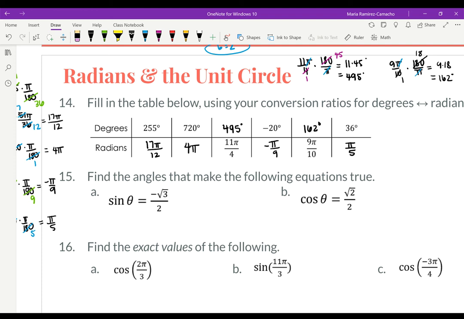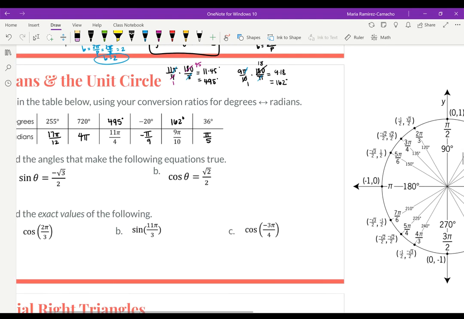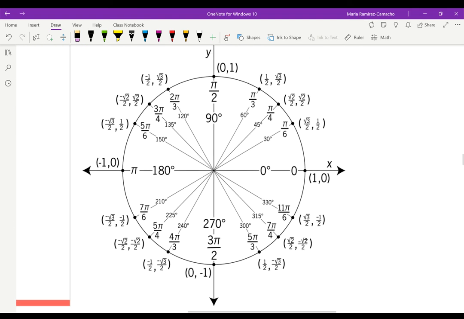Number 15 says, find the angles that make the following equations true. So A is sine theta equals negative root 3 over 2. B is cosine theta equals root 2 over 2. We can use our unit circle for this part. I want to remind you that on the unit circle, every single point is written as cosine theta comma sine theta, where theta is just the angle of rotation from 0.